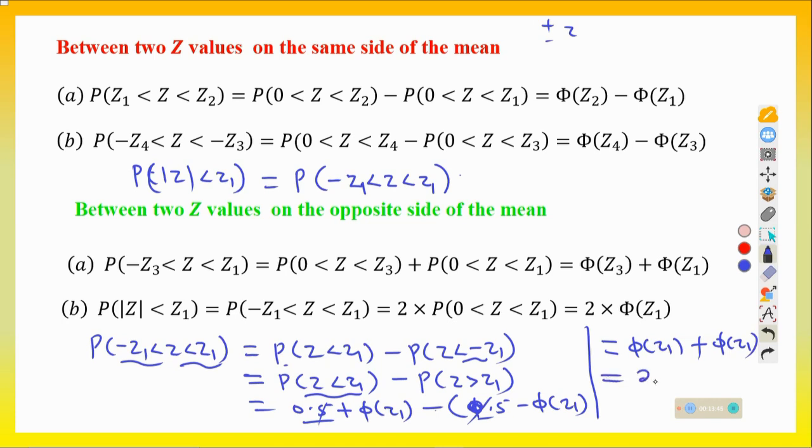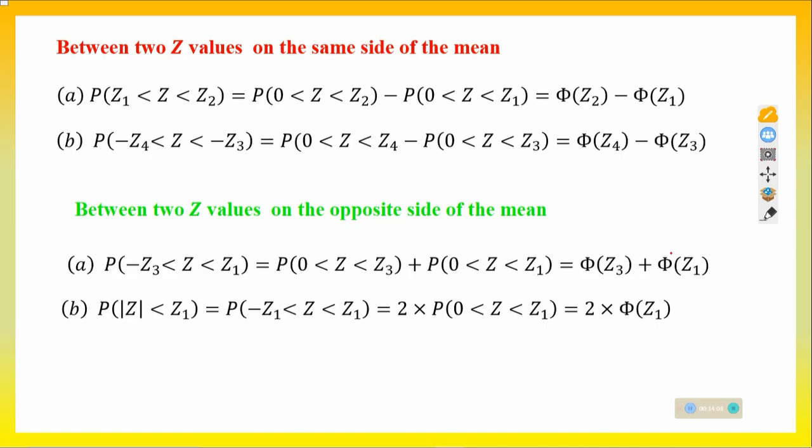And this will finally give you 2 table readings of z1. So that is what we get if you have this expression here. The most important thing: the magnitude of z less than z1 is the same as this expression, which can be manipulated to give you this. So I hope that one is now clear.